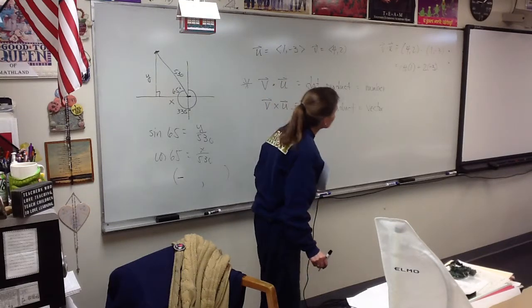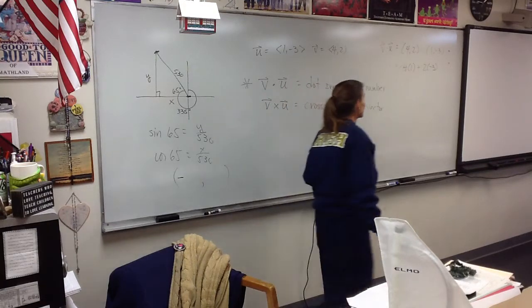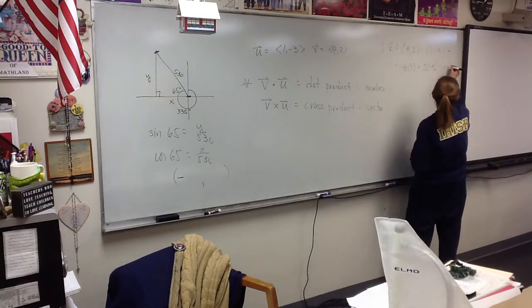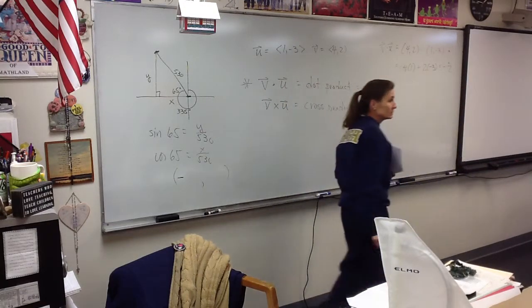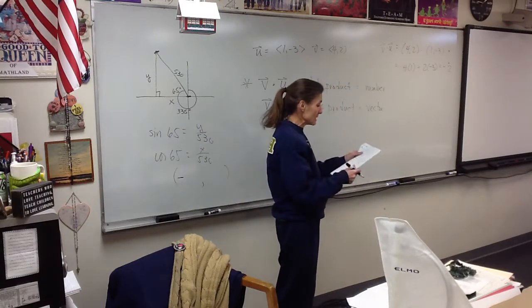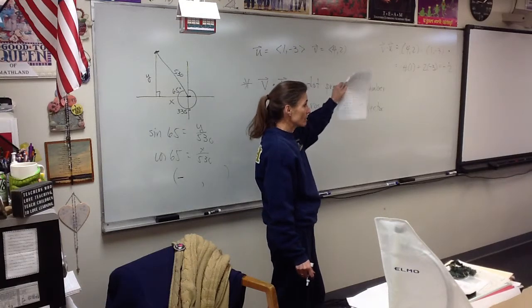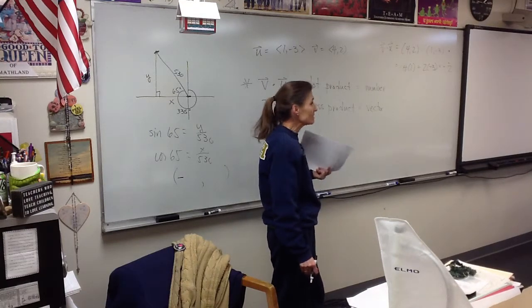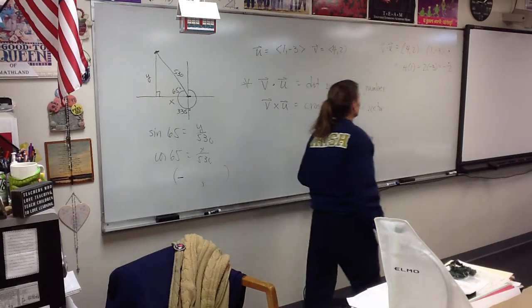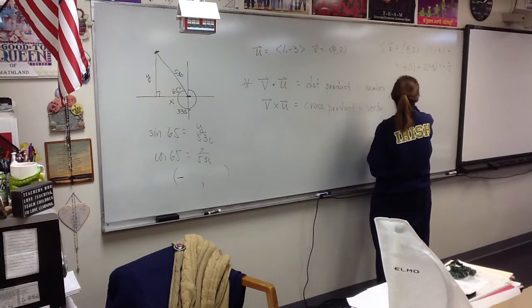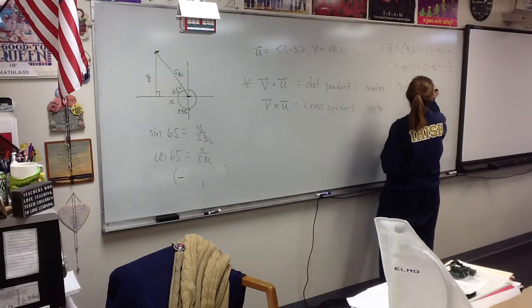4 times 1, 2 times negative 3, add them together, so the dot product is negative 2. Could not be any easier. Now look at number 2. I'm looking at my notes here. Number 2 says do exactly the same thing, but in the other order. What do you think's going to happen if you do 1, -3 dotted with 4, 2?